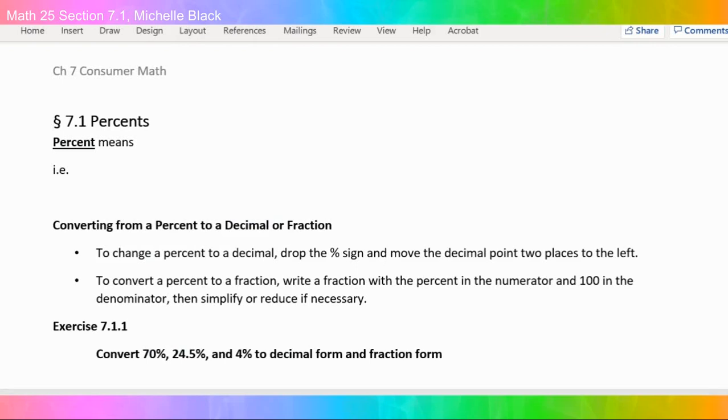So Section 1, we'll be talking about percents. Percent means hundredths. Or in other words, it means per hundred. One way to think about that is that 1% is the same as 1 out of 100.